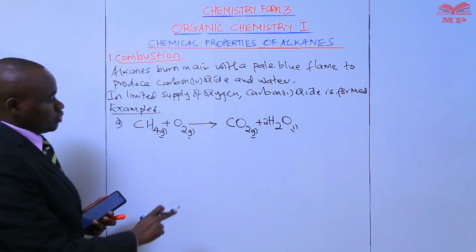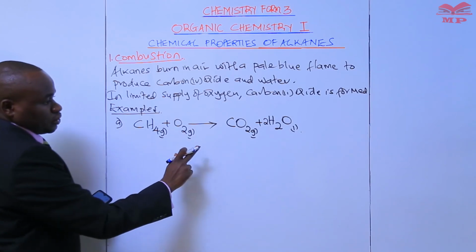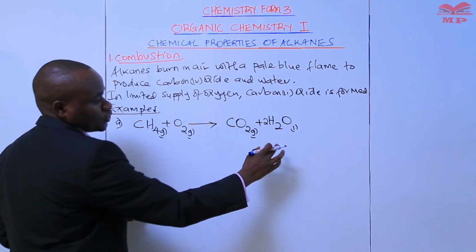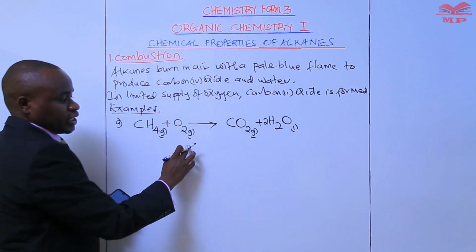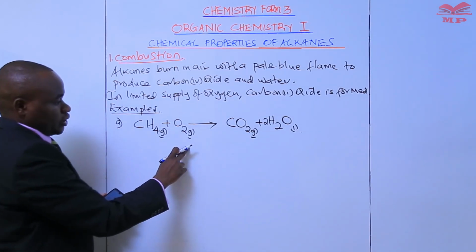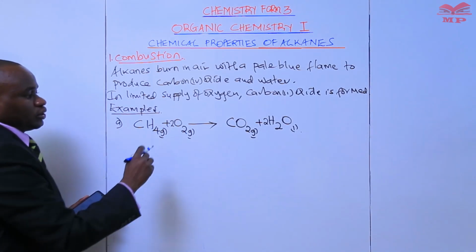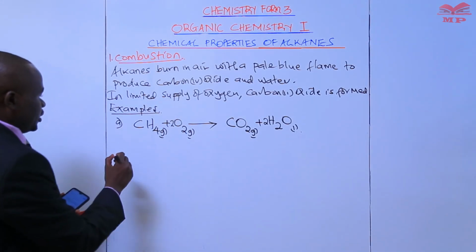Lastly, you check oxygen. Here we have 2 atoms. This side has 2 plus 2, that will give you 4. So the right has 4 oxygen, the left has 2. To make them balance, I multiply this one by 2, like that. So the equation is balanced.